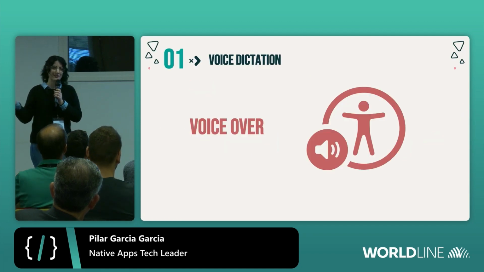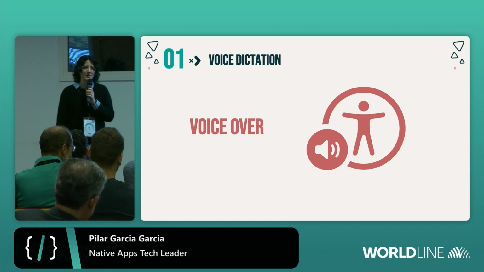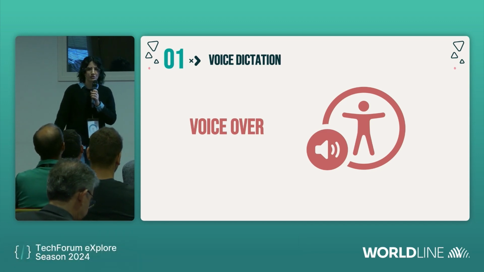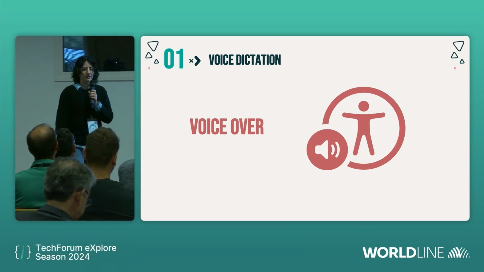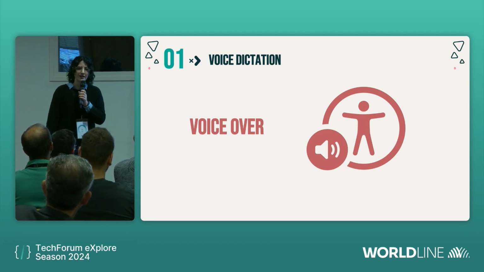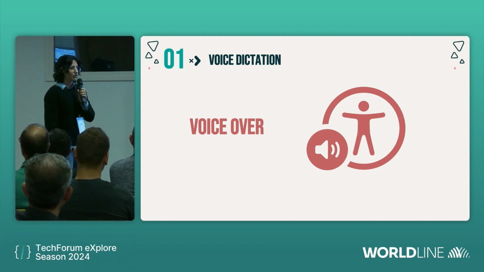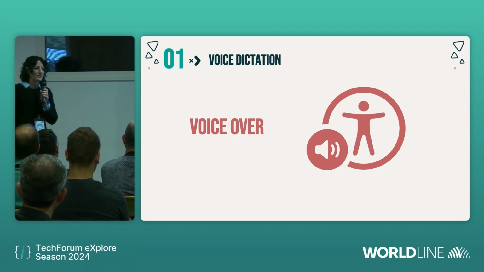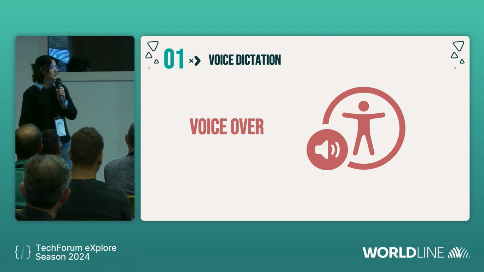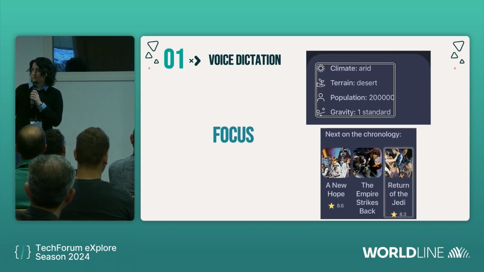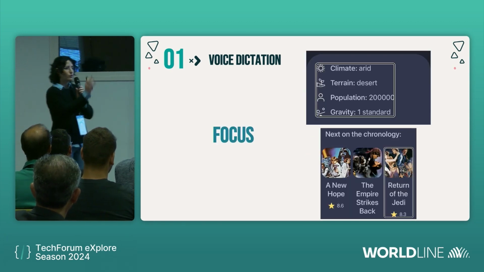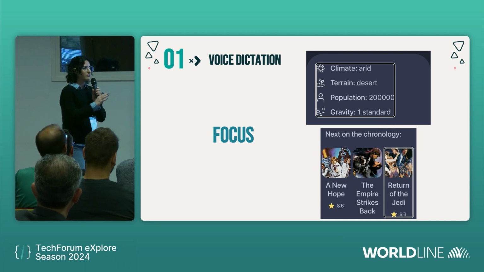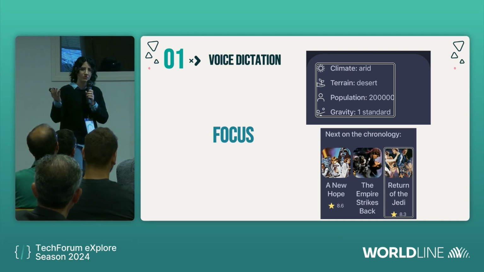First of all, the star of the show, VoiceOver. VoiceOver was released in 2005 on macOS Tiger, and then later in 2009 on iPhone 3G. So it's not new, but it has really developed over the years. But how does VoiceOver work? VoiceOver has a focus element that will move through the screen. It will select all the items on the screen and read them out loud.